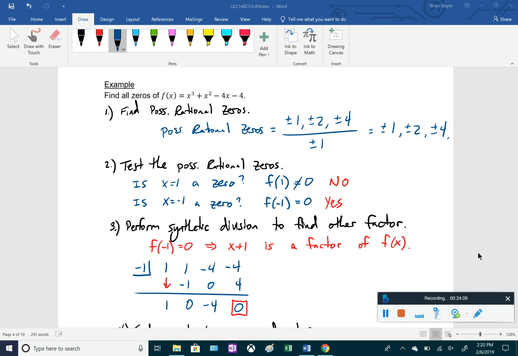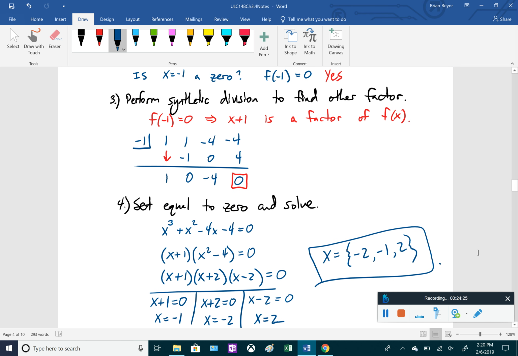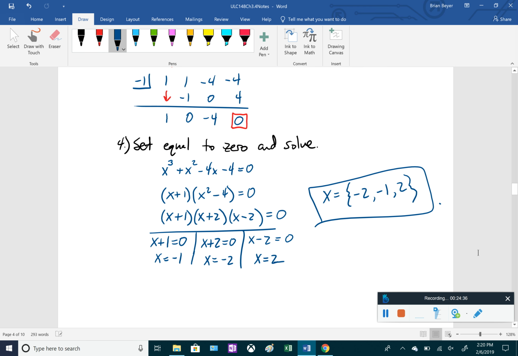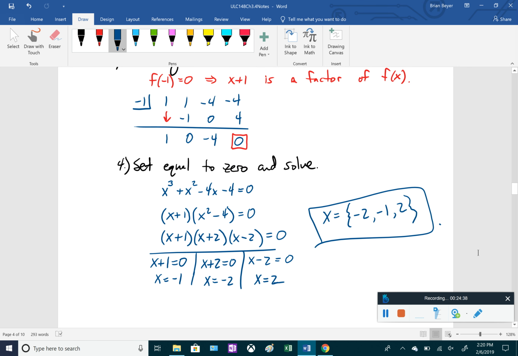All right, so for this one, the possible rational zeros we found were plus or minus 1, plus or minus 2, plus or minus 4. When we tested them, I found that f of negative 1 is a 0. So I'm going to use that 0 and perform synthetic division. Using that negative 1 as the c value, synthetic division, we end up getting coefficients of 1, 0, and negative 4, remainder of 0. And for that last step, I'm going to use the factor theorem.